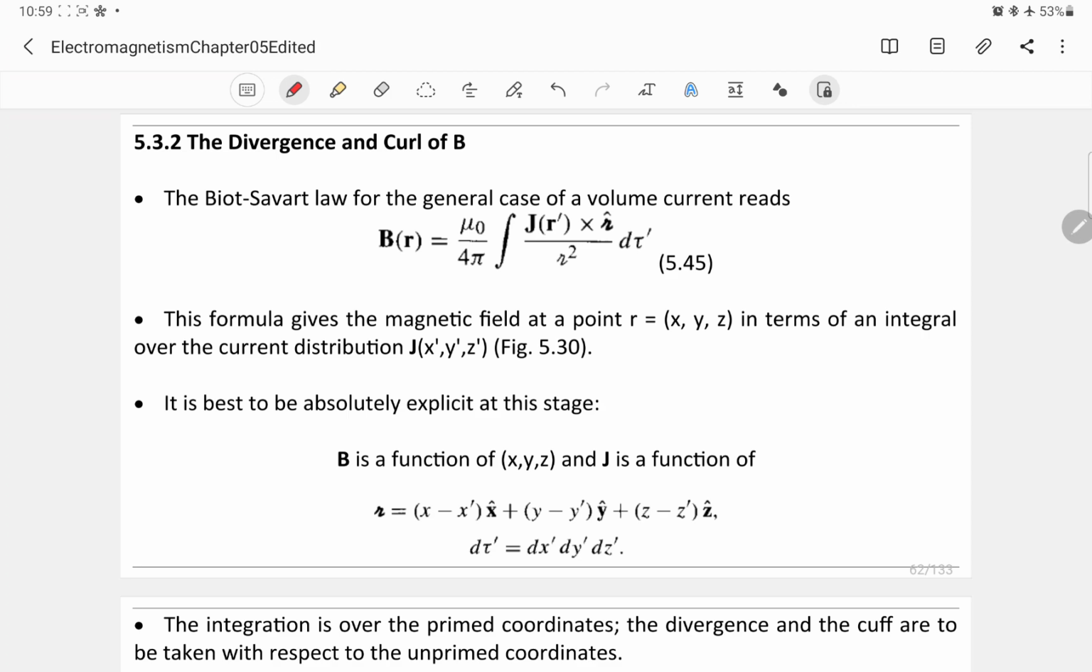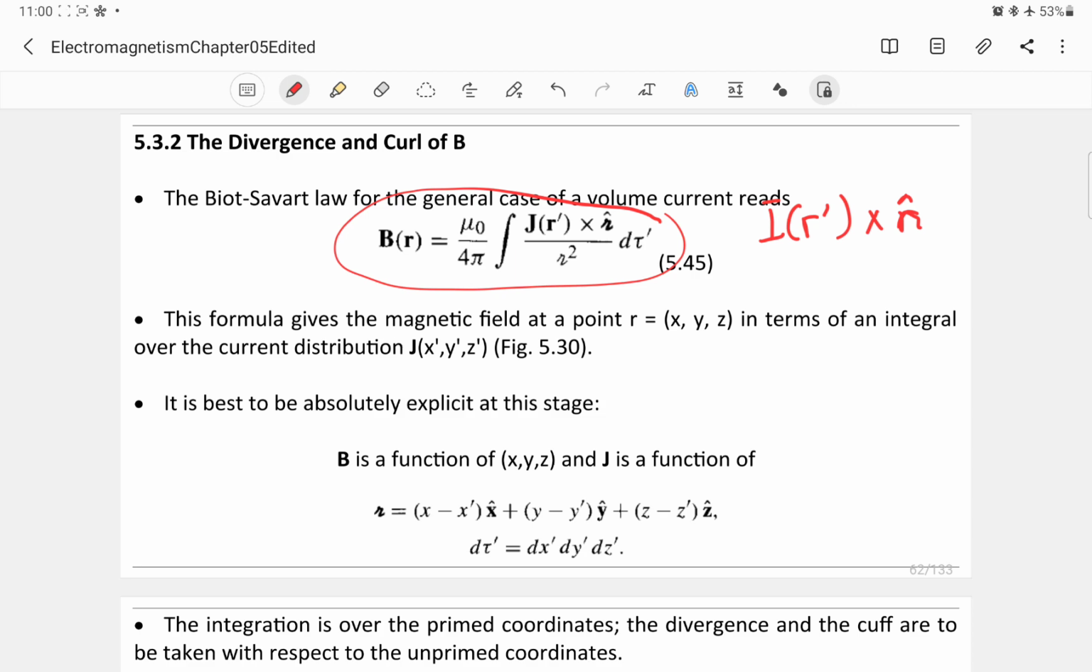So formally, the Biot-Savart law for the general case of a volume current, you have this for a volume current. Of course, this is just I R prime cross R if you have just a wire. So this formula gives the magnetic field at point R, X, Y, Z in terms of an integral over the current distribution J, a function of X prime, Y prime, and Z prime.